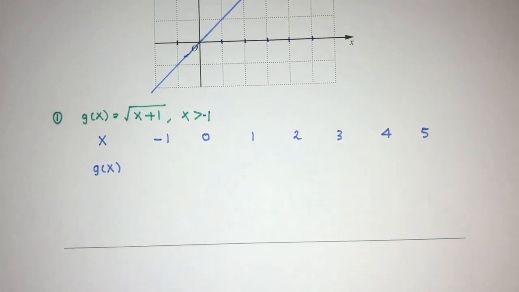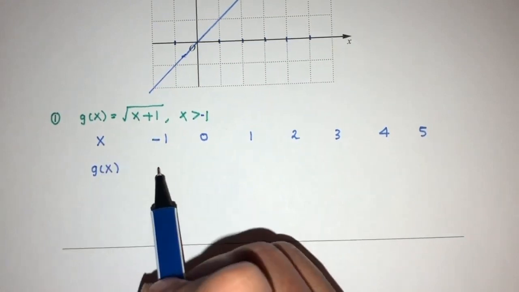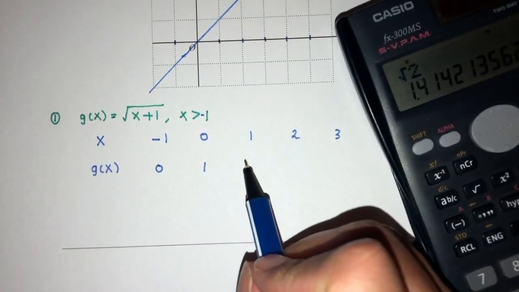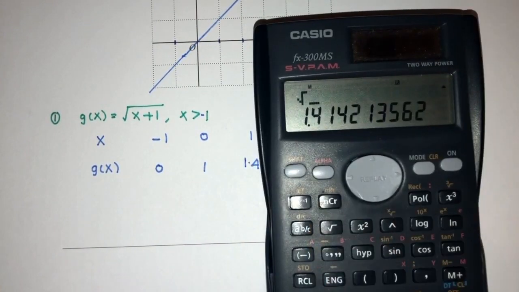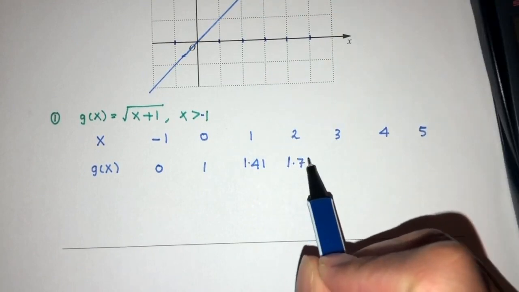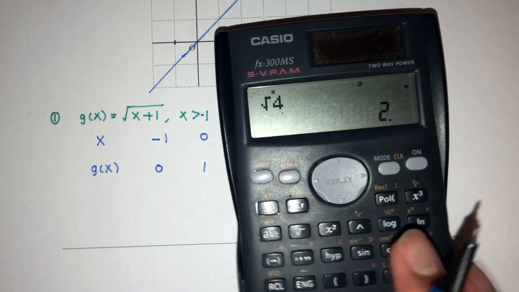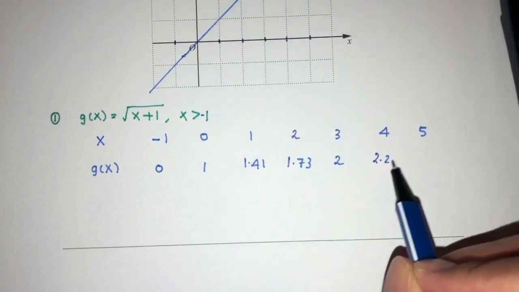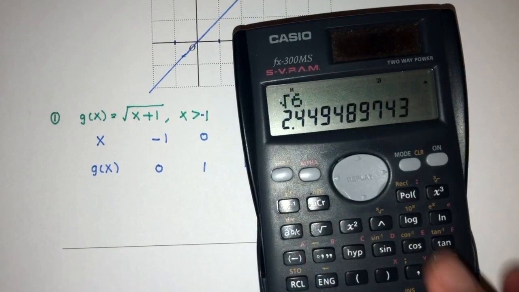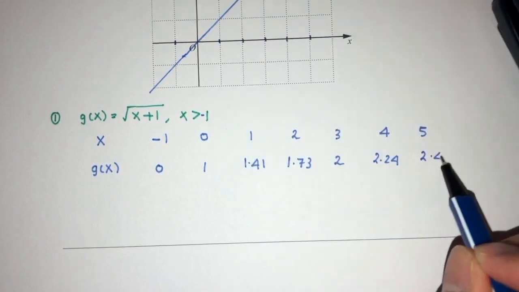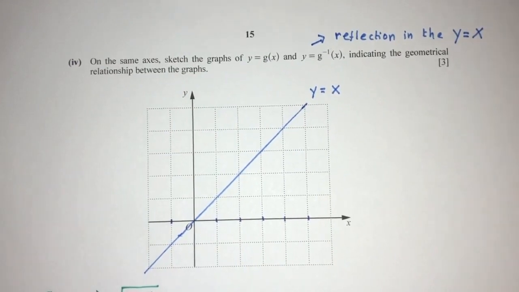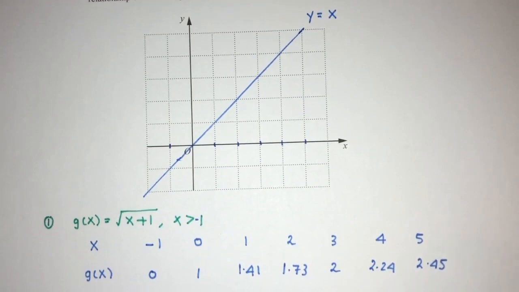Now let's find the corresponding value of g of x. Replace here, you will have 0, that will be 1, and root of 2, that will be 1.41, root of 3, that will be 1.73, root of 4, that will be 2, root of 5, 2.24, and root of 6, 2.45. As you can see, I am writing decimal numbers. It is not exact, but it's okay because here it is only to sketch the graph, which we don't need to be exact to sketch.